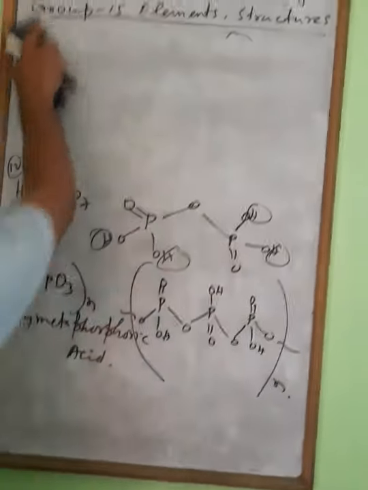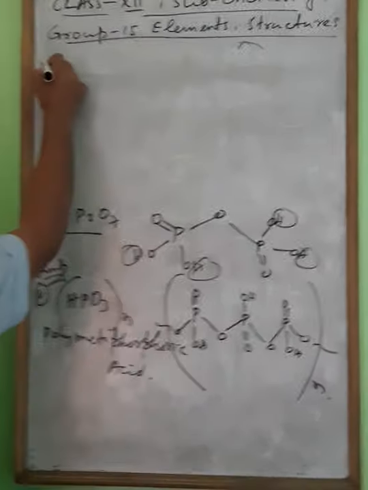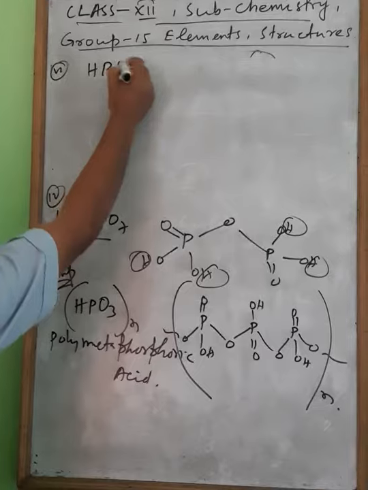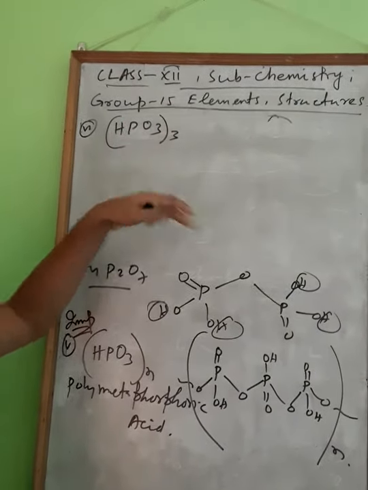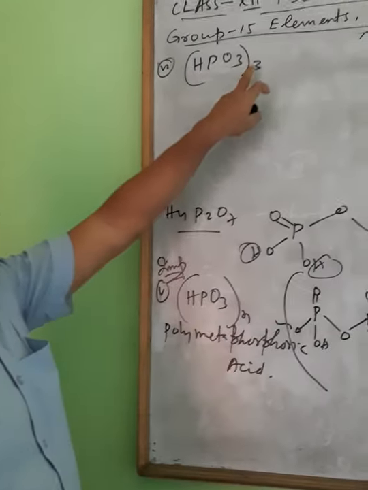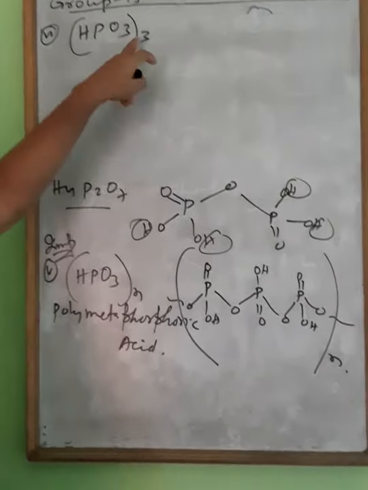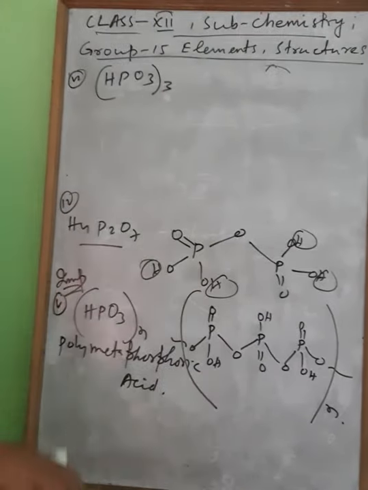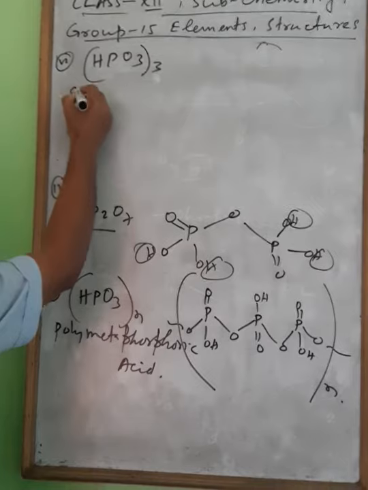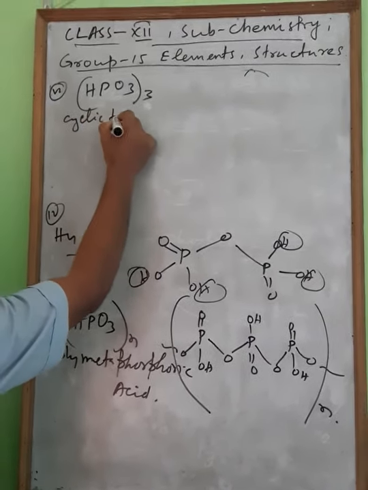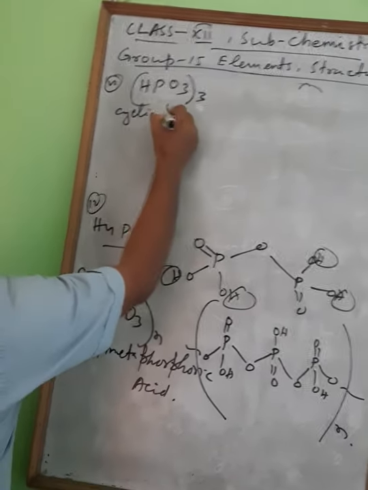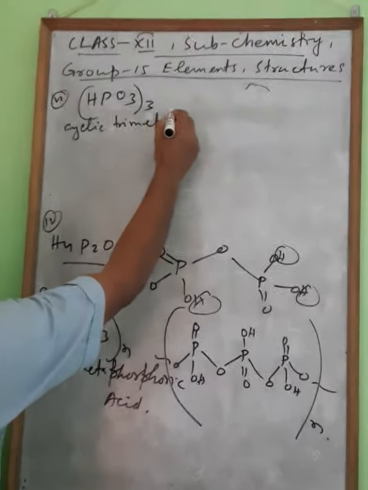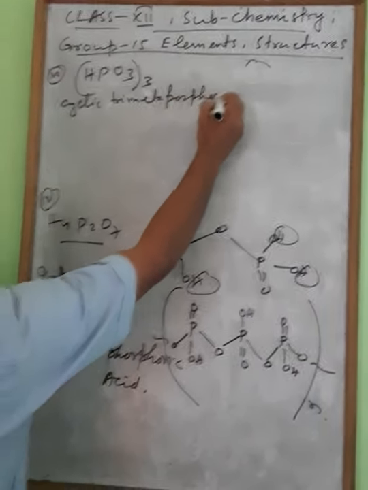Number 6. Phosphorus compound number 6. What is this? (HPO3)3. This one will be a cyclic structure. That is cyclic tetrametaphosphoric acid. Tetra means 3. Cyclic means ring. Cyclic tetrametaphosphoric acid. Cyclic. Try, not tetra. 3. Tri-metaphosphoric acid.